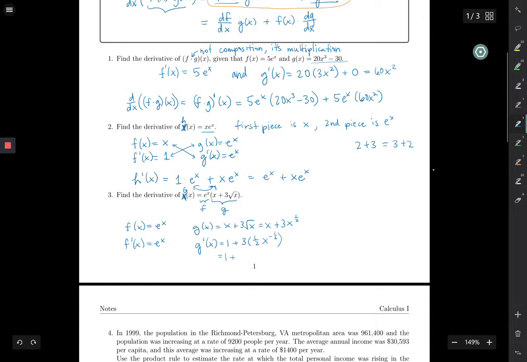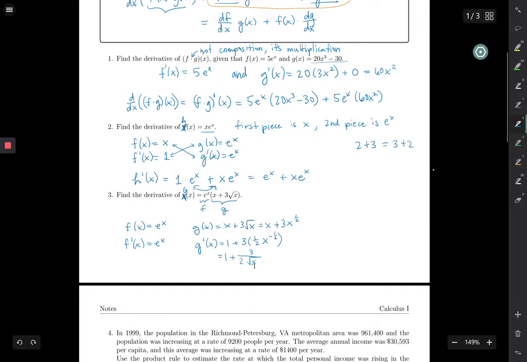So that would be 1 plus 3, maybe I'll simplify this all the way. So it would be 3 over 2. This negative 1/2 would mean that x will go into the denominator. That's the negative part. And then the 1/2 means that we take the square root. So 3 over 2 square root x.